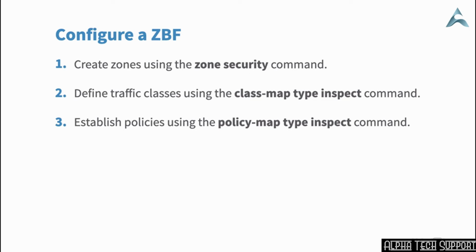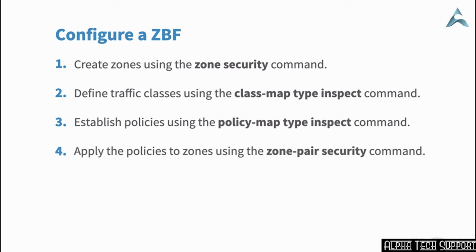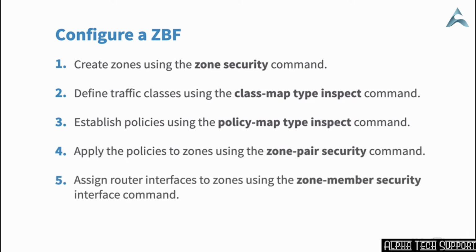to the internet, using the policy-map type inspect command, which applies the action to the class map's traffic. We apply the policies to pairs of source-destination zones using the zone-pair security command. And then we assign router interfaces to zones using the zone-member security interface command.